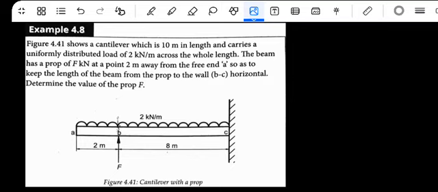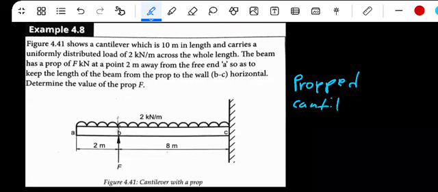We're still under Strength of Materials N6. So we'll be dealing with what we call a propped cantilever. A propped cantilever is a cantilever that is subjected to an upward force. What is that? It means that it is subjected to what?